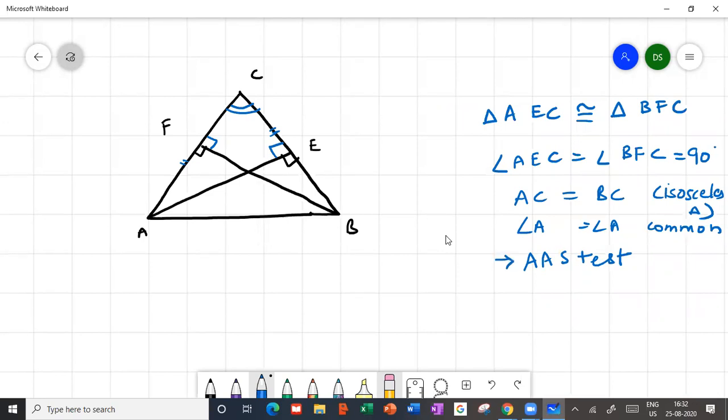Yes, there are multiple ways to show this. There's not just one correct answer, but whatever way you're using, check which test you are going by. Just make sure that you write it, because sometimes you might do all the proofs correctly, but in the end you might make a mistake while writing which test of congruency it is. So be very careful.